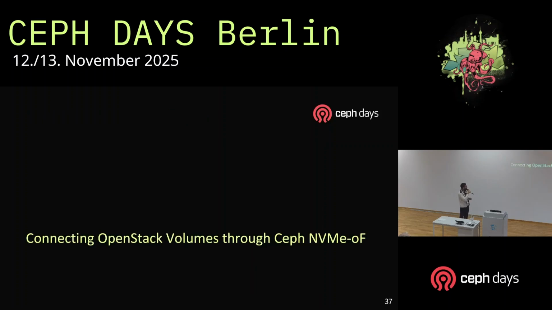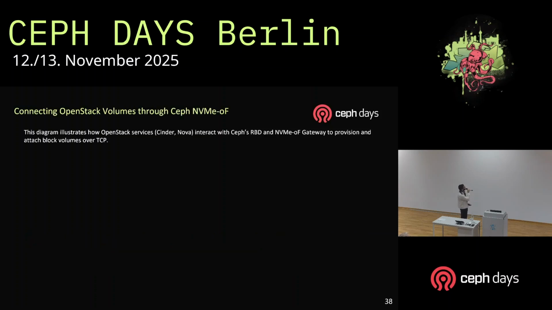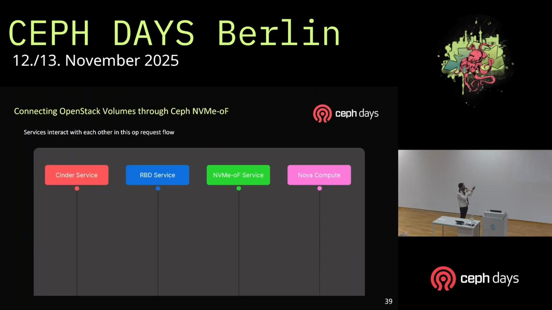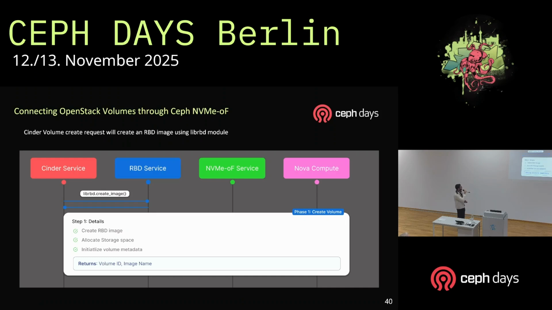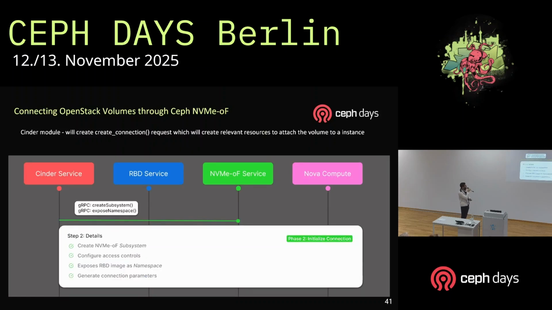Let's start with the POC, how OpenStack connects with Ceph NVMe-oF. These are the components: Cinder service, RBD, and NVMe. I try to correlate with the diagram how the request flows. At first, as normal in OpenStack, I created a volume. It uses the same RBD module to create an RBD image and provide all of the metadata back to the Cinder service. Then I use the same gRPC protocol that we saw initially, which creates a subsystem and all of that.